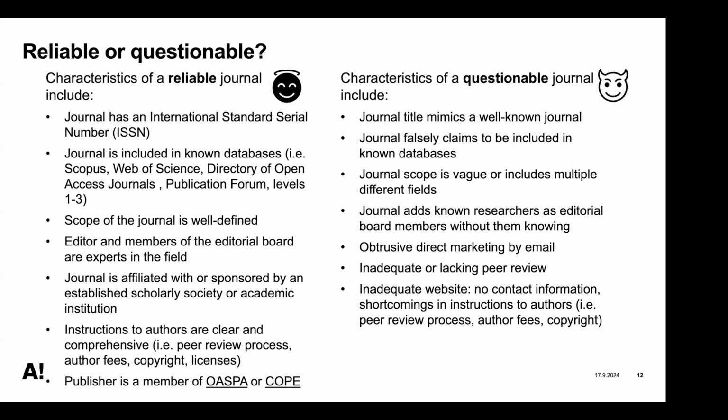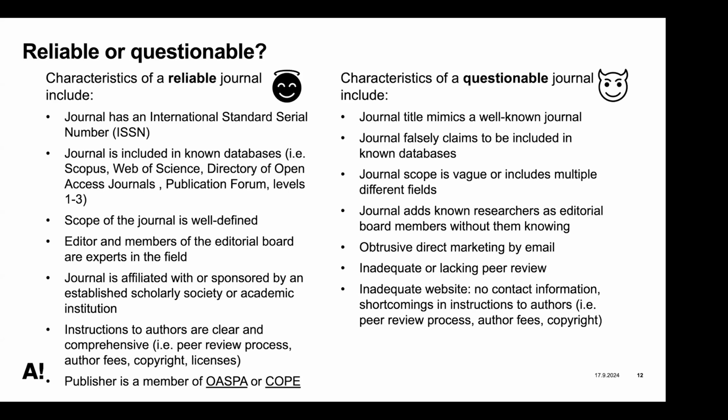And on the right, you will find the traits of a questionable journal. The journal's title may closely resemble that of a well-known journal. The journal falsely claims inclusion in well-known databases such as Scopus or Web of Science. The journal scope may be ambiguous or span multiple unrelated fields, lacking clear focus. Known researchers may be listed as editorial board members without their consent or even knowledge.